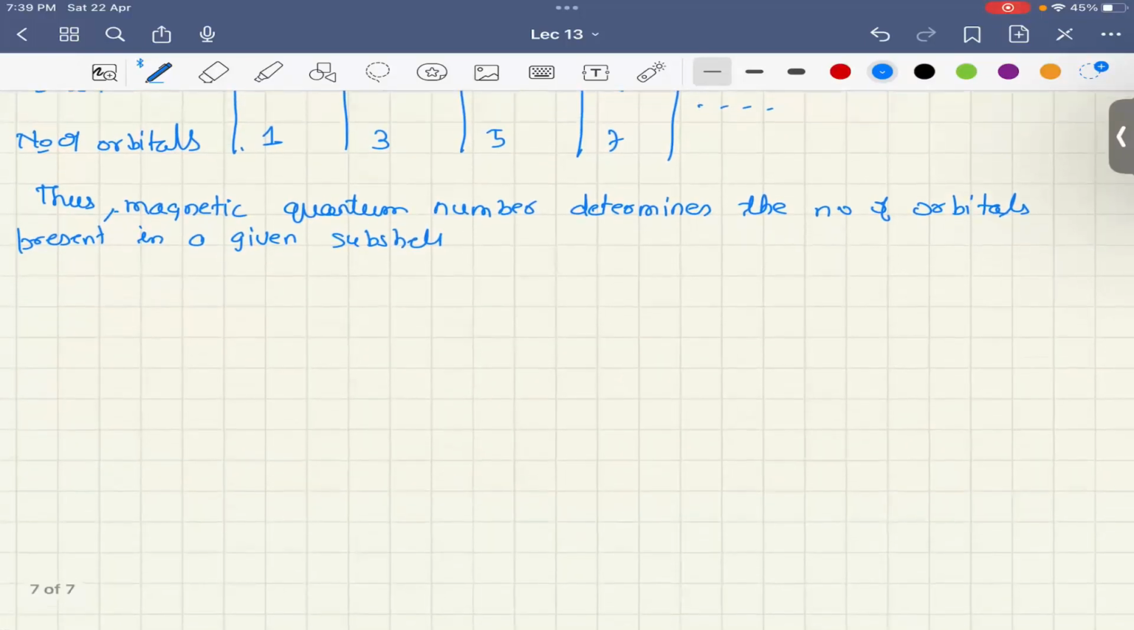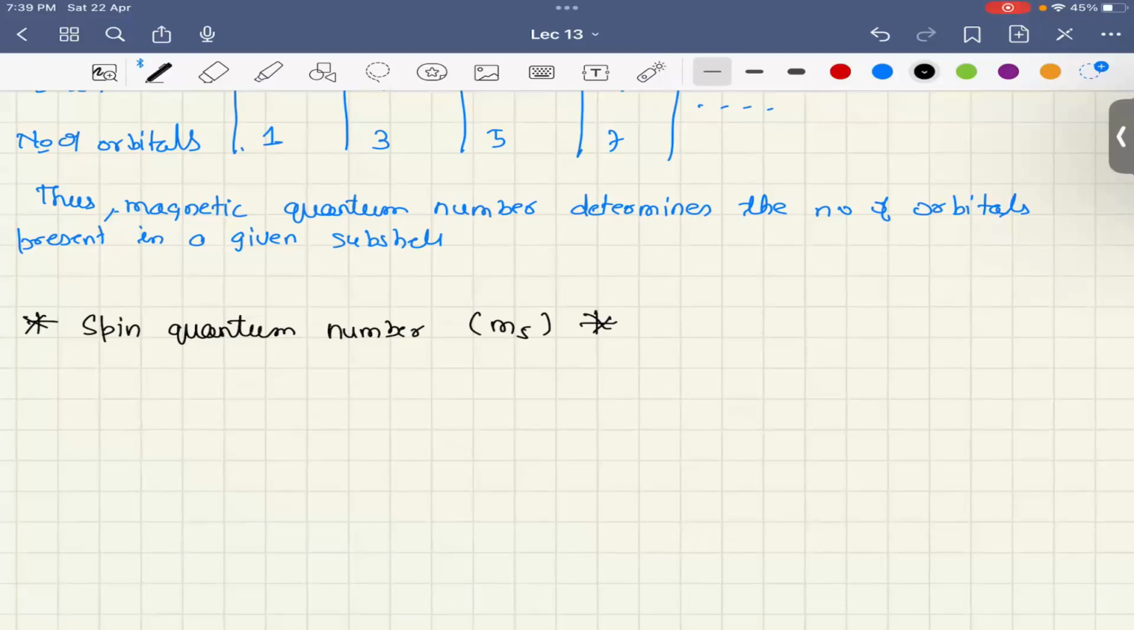Now we are going to study the last quantum number, which is the spin quantum number, which is denoted by ms. Don't confuse this with ml, right? So it is observed that the electron in an atom is not always revolving around the nucleus, but is also spinning around its own axis.